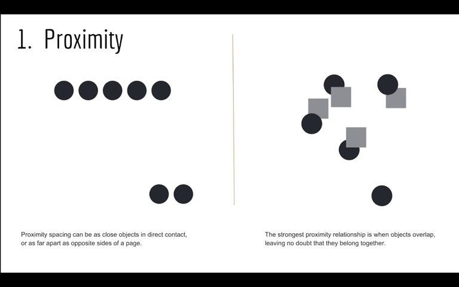So here are a couple of examples. Proximity spacing can be as close as objects in direct contact or as far as opposite sides of a page. So you can use it to completely space things apart, or the strongest proximity relationship is when objects overlap with each other, so you have no doubt at all that they're part of a group.